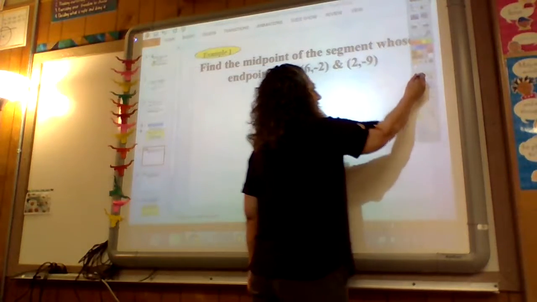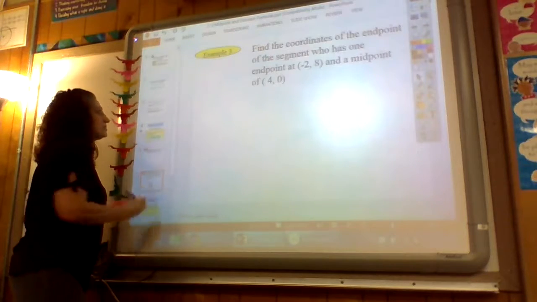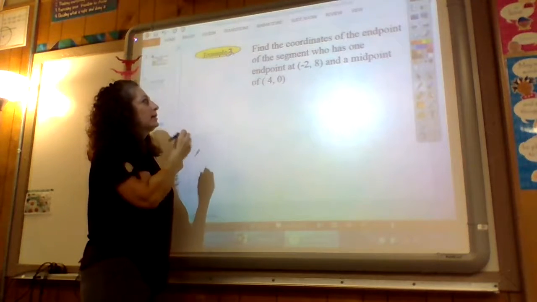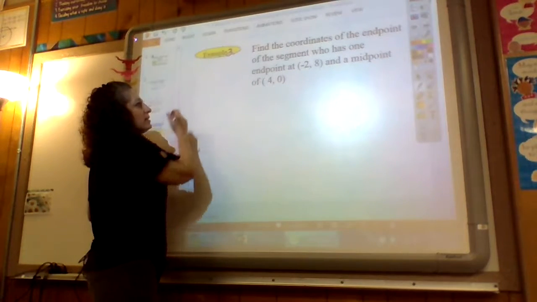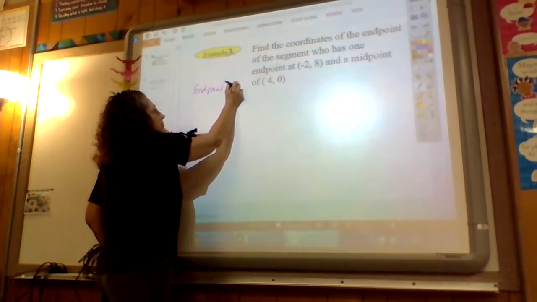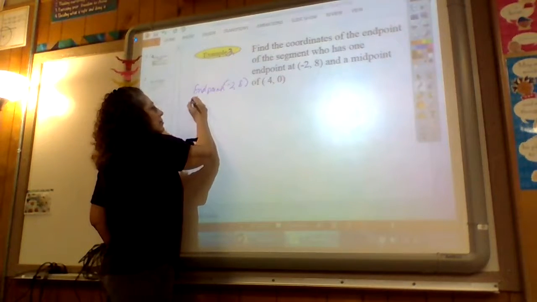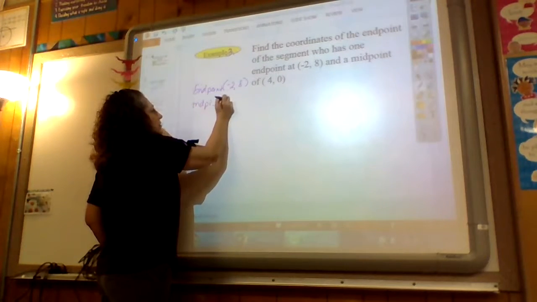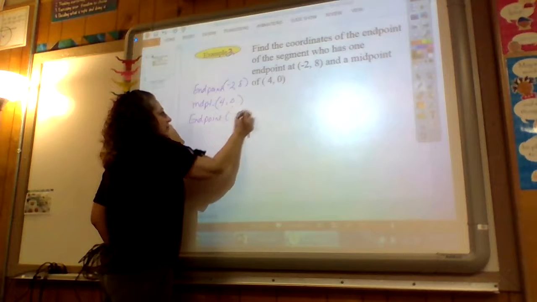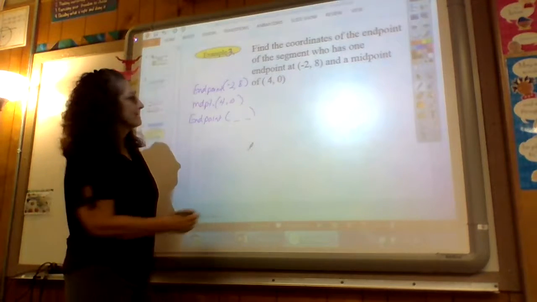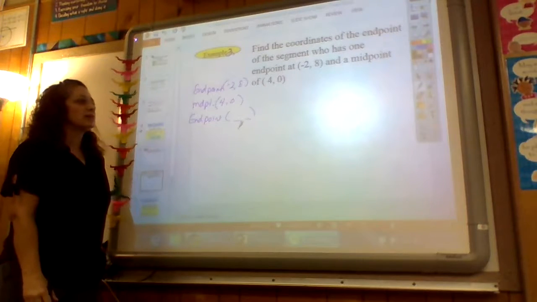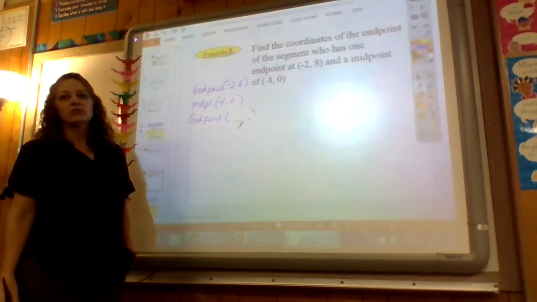Let's see if we can reverse that thought. Here's example 2. So it's 3, but we're going to make that 2. For your purposes, let's write down endpoint negative 2, 8. Midpoint 4, 0. We are looking for the other endpoint. Find the coordinates of the endpoint of the segment who has one endpoint at negative 2, 8 and a midpoint of 4, 0.